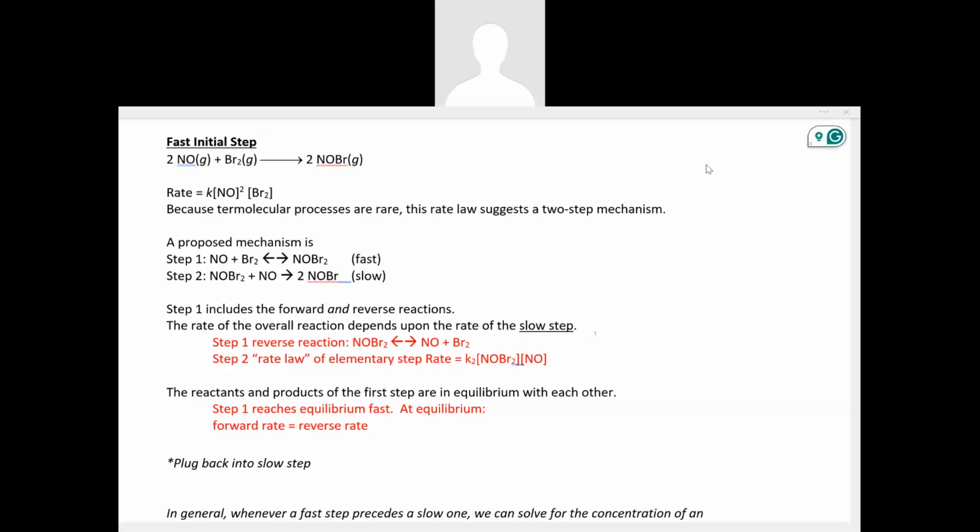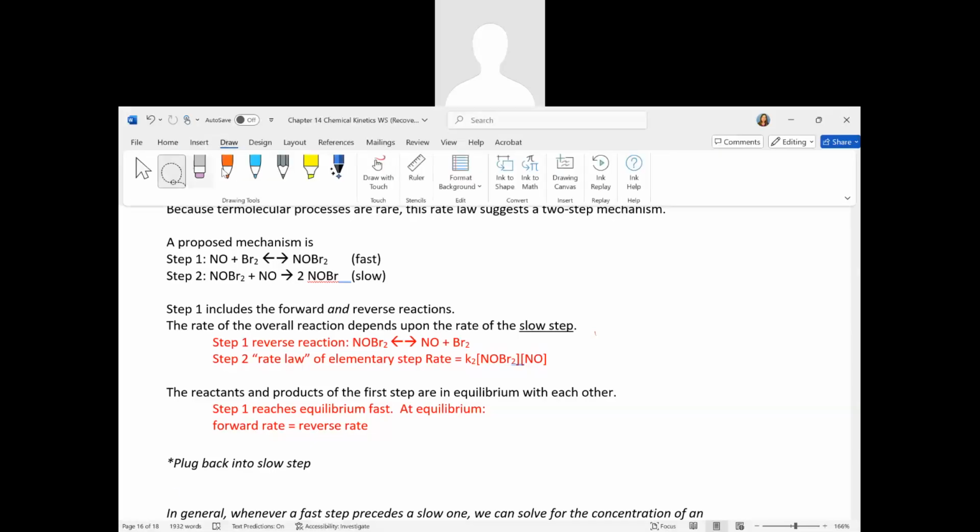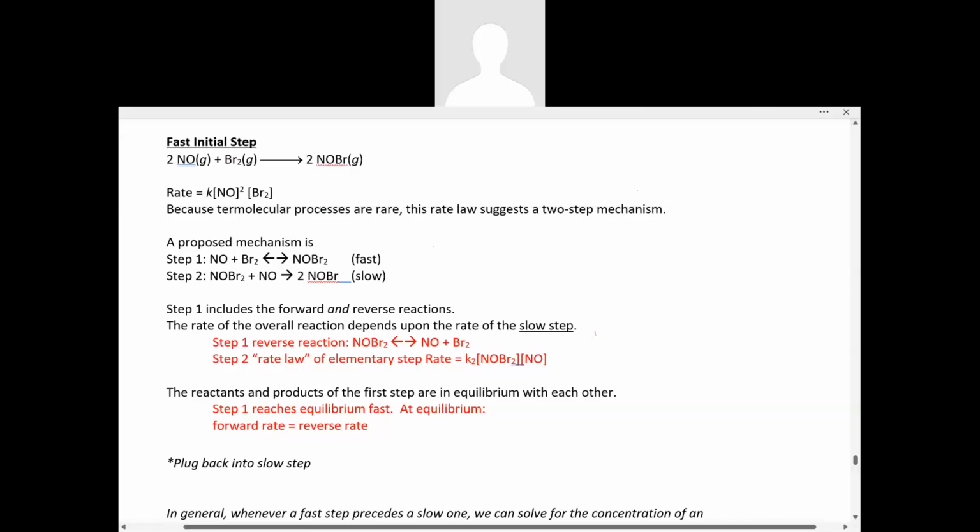The next section in chapter 14 in the worksheet here shows us an example with a fast initial step. So we're first given here the overall reaction up top. Let me get my drawing tool out here. So once again, we're given our overall reaction here. And below, we're given the experimentally determined rate law.